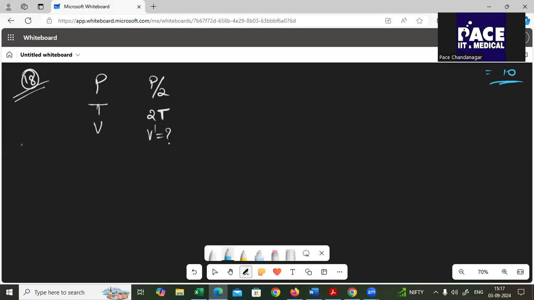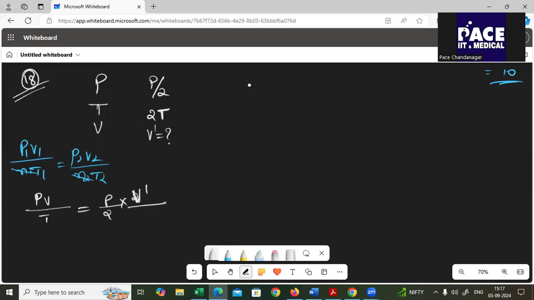Same thing again, P1 V1 by N1 T1 equals P2 V2 by N2 T2. It is a closed one, so the number of moles will remain the same, no change there. So in place of P1 it is P, times V1 is V, by T1 is T, is equal to, now P2 will be my P by 2 times V2 will be my V dash, I don't know that, by T2, and T2 is my 2T.